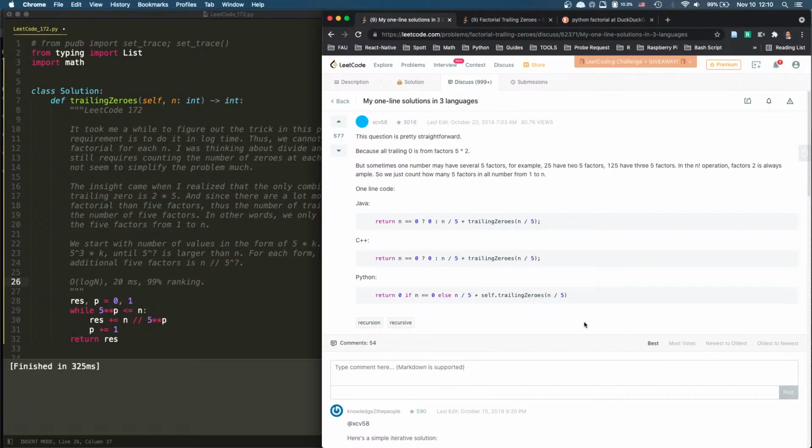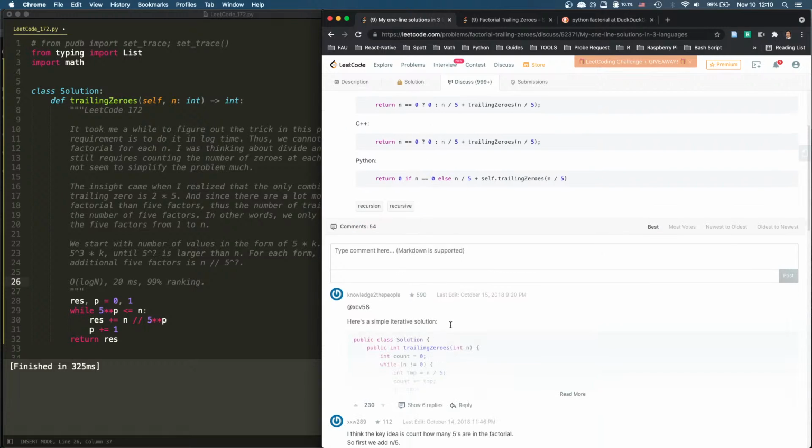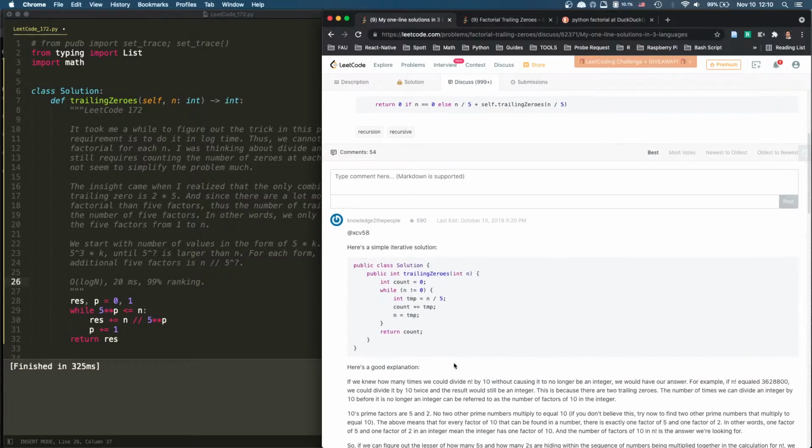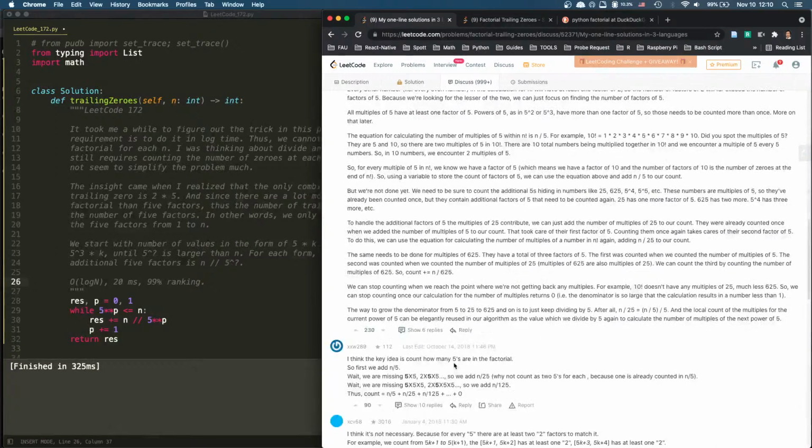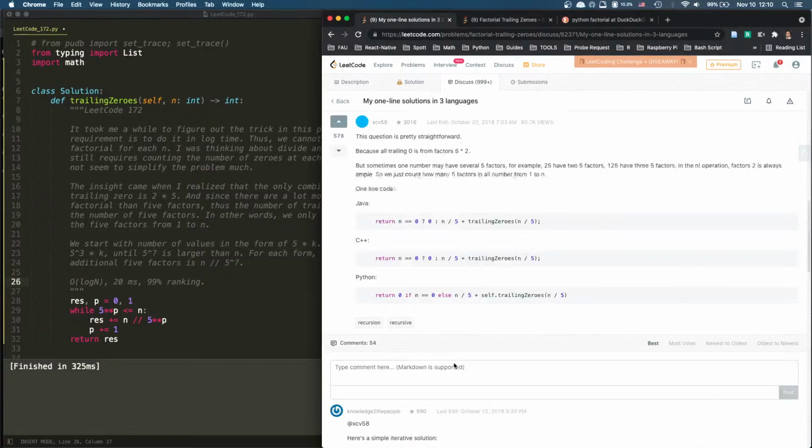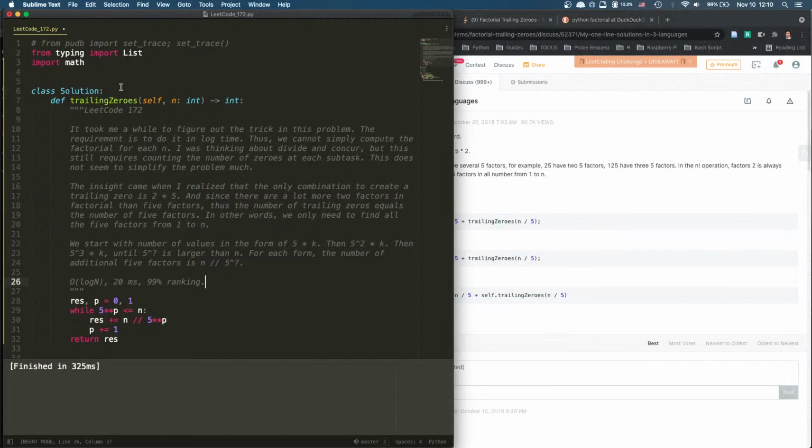And I did n divided by 5 again, so every single time, we just count n divided by 5, which is here, and then n divided by 25, and n divided by 125, and all the way down. Ooh, nice. Very smart. Alright, I like the solution. I like the recursion.